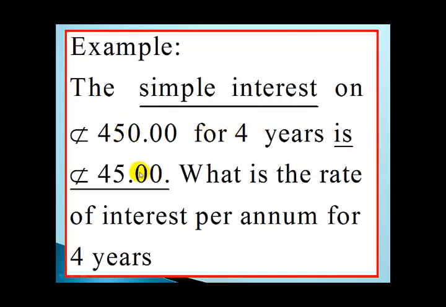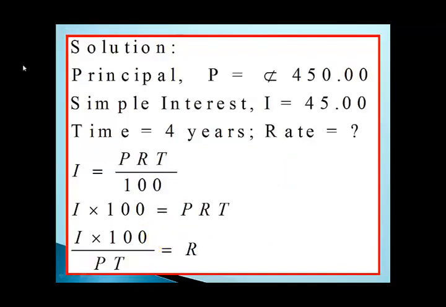That means that the simple interest is 45 cedis and the principal is 450 cedis and the time is 4 years. Now from the question, we are asked to find the rate of interest per annum for 4 years. That is, what is the rate of interest per annum for 4 years? Now let's look at the solution.